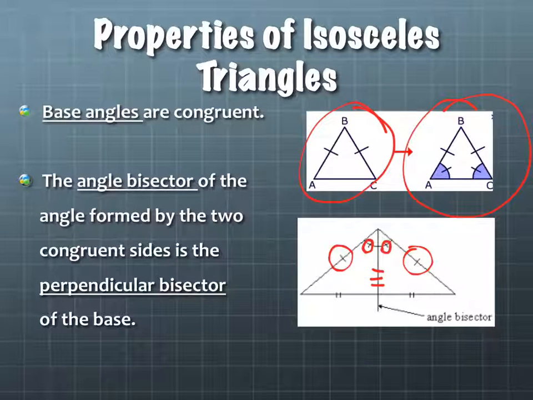Side angle side would make those two triangles the same, and if the two triangles are the same, then corresponding parts of congruent triangles are congruent. So that automatically makes these two base pieces the same length. It also makes this piece congruent to the other side, one side congruent to the other side. So why does that make them 90-degree angles? Well, we are trying to say it's perpendicular. So why is it perpendicular? Why does it create 90-degree angles?